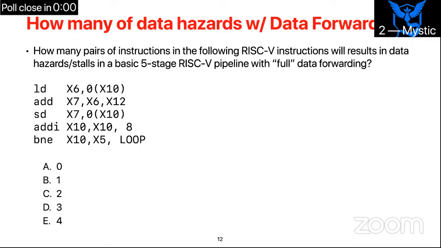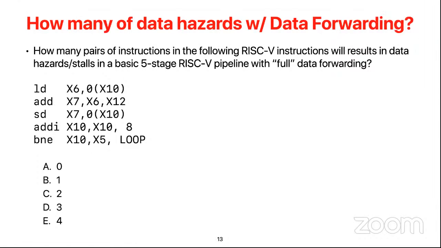Okay, so I have Ashai. Our team thinks that the answer should be B. There would be only one stall when we have a load instruction and then an add instruction. For the add, we require x6 to be present, and x6 is not present till the mem stage of the load.